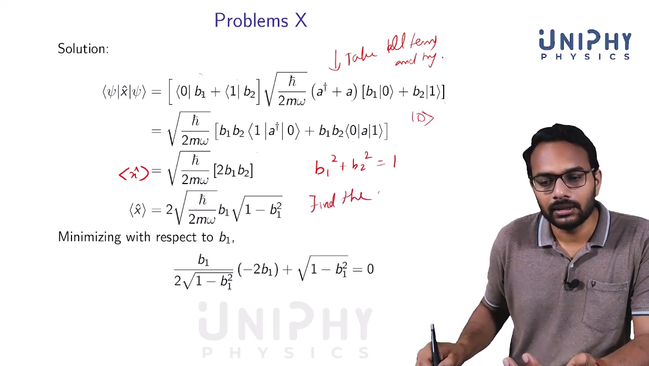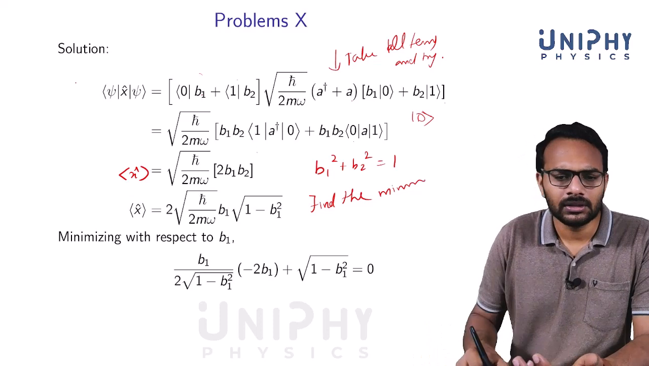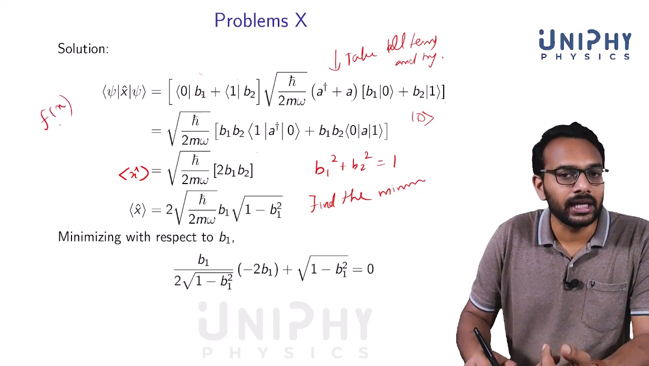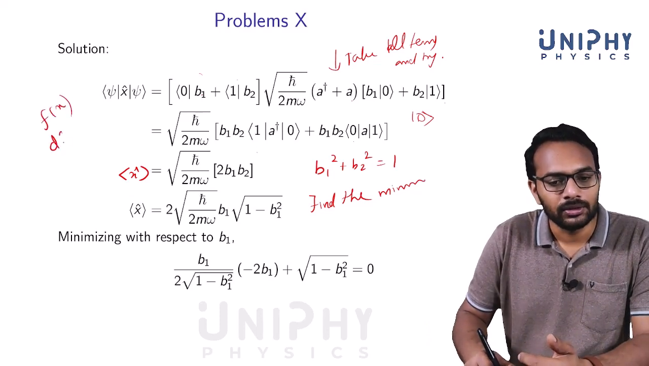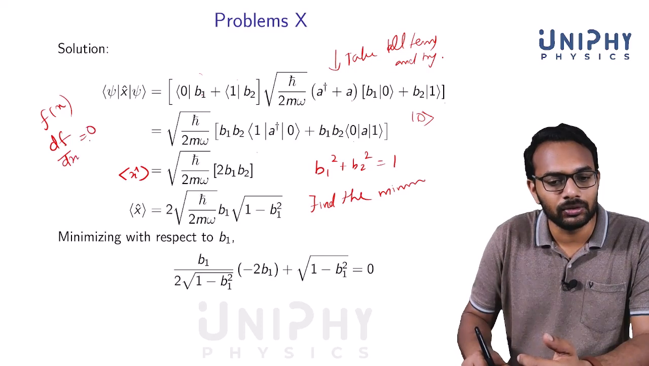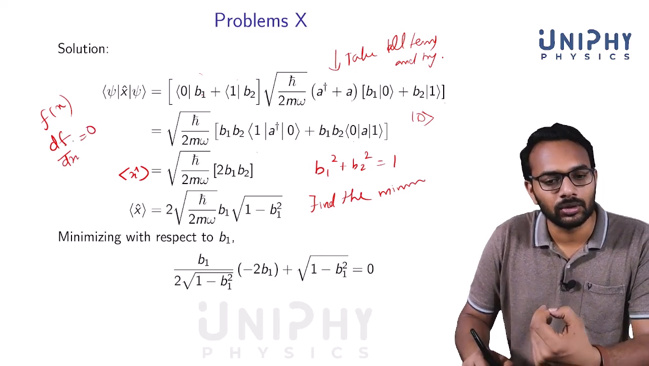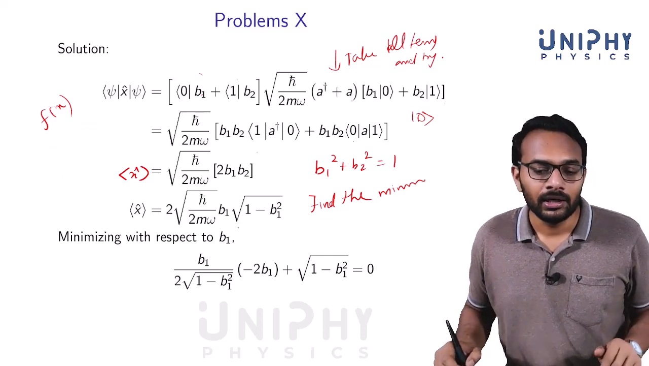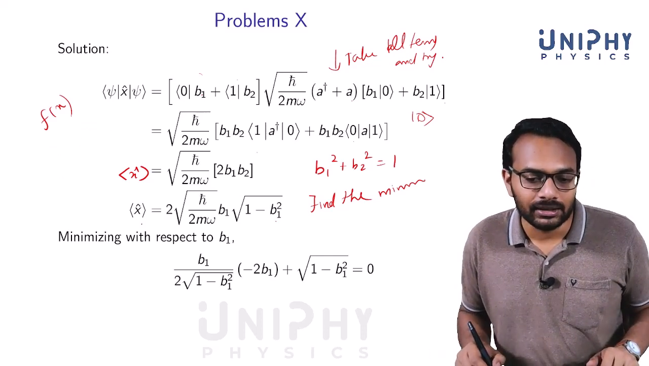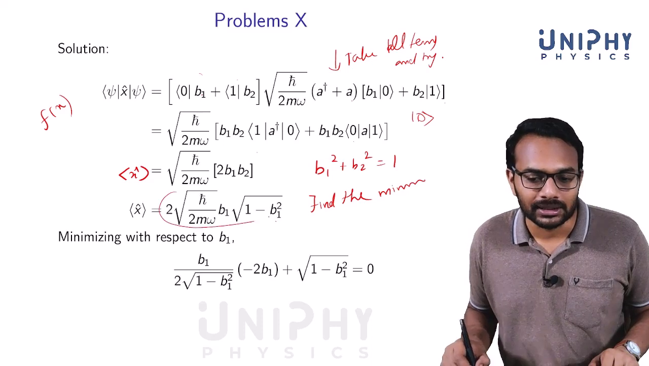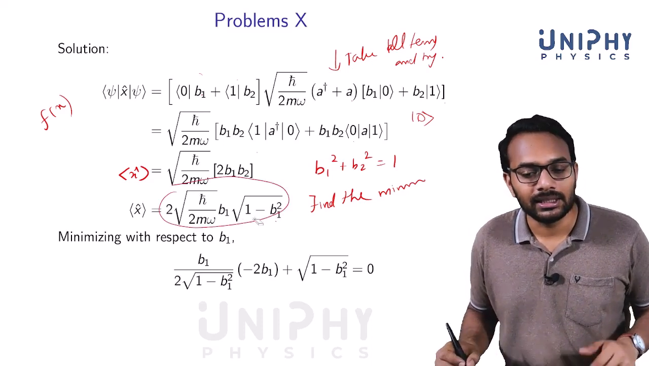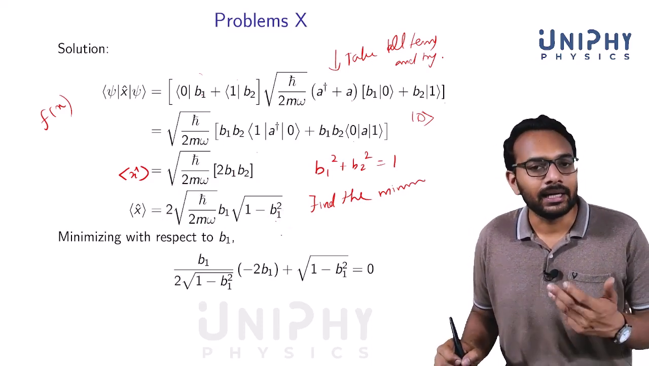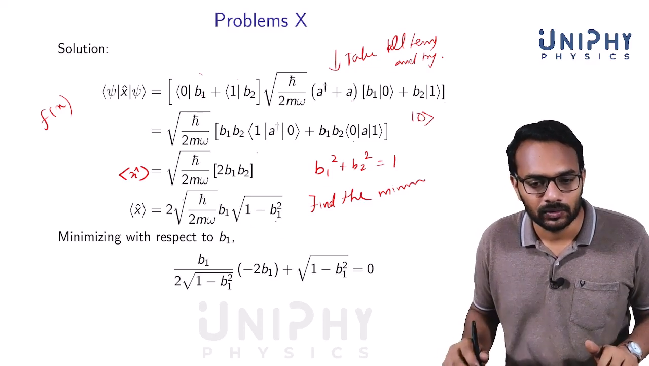Find the minimum. Generally, if you have a function f of x, how do you find the minimum of it? You say df by dx equal to 0, and you solve this for x to find the minimum point. In the same way, what's the value of b1 that gives the minimum value for this combination? You take the derivative with respect to b1 and demand that this is equal to 0. That's what we do next here.